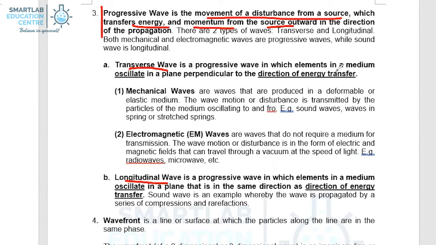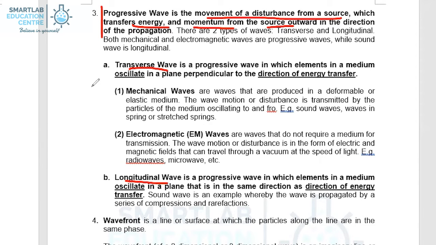Transverse wave is a progressive wave in which elements in the medium oscillate in the plane perpendicular to the direction of energy travel. Longitudinal wave is a progressive wave in which elements in the medium oscillate in the plane that is in the same direction as the direction of energy transfer.